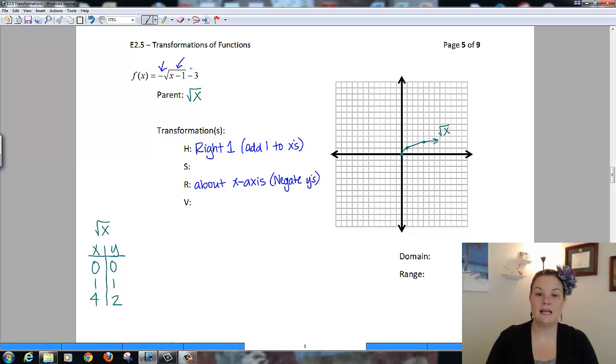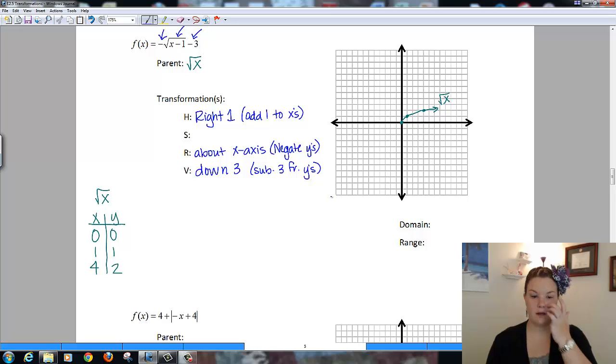And then the last thing I have is the subtraction of 3. It's outside the square root, which means it's outside the function. If it's outside the function, it's being applied to the y. And when I have a subtraction from the y, that's going to move my picture down 3. So I'm going to need to subtract 3 from the y's in my xy tables.